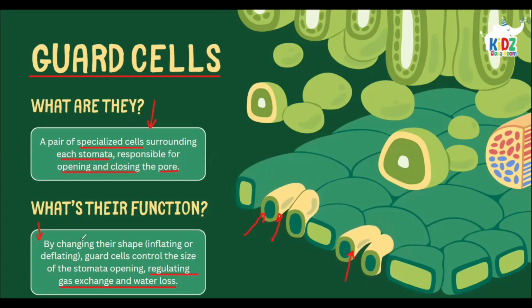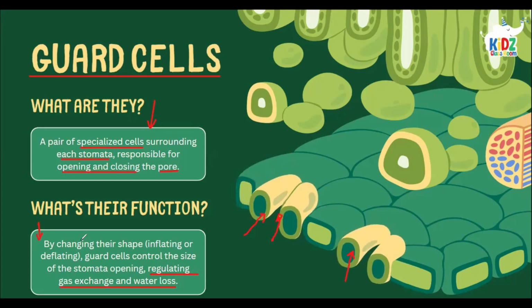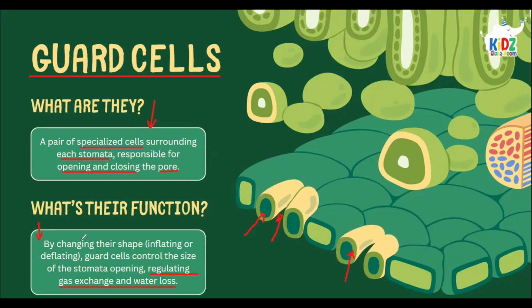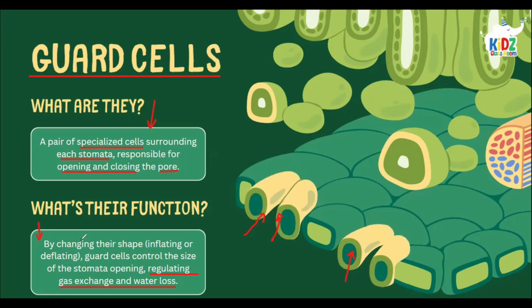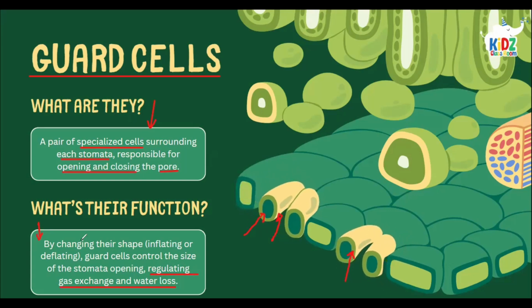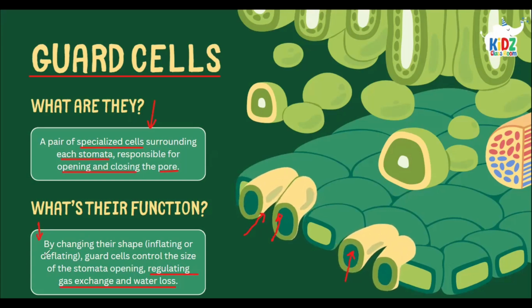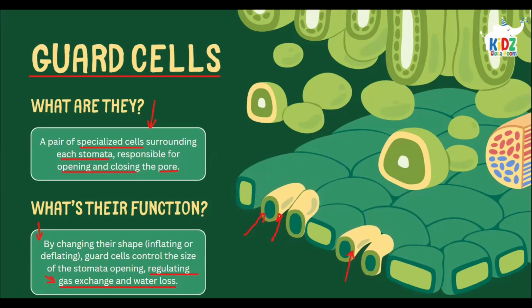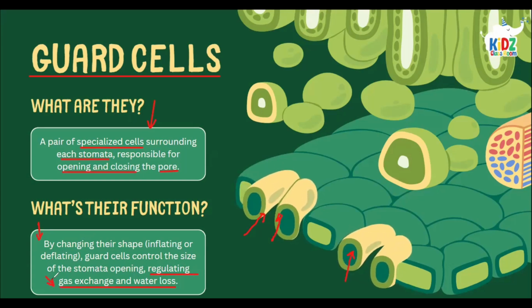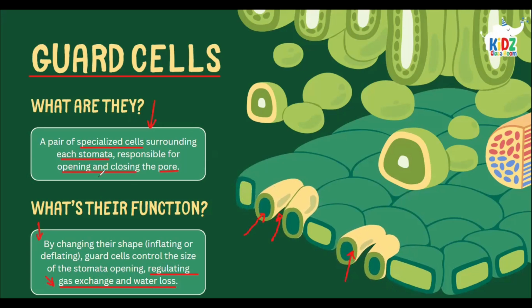So guard cells are specialized cells. They surround the stomata, which are the tiny openings on the leaf surface, and these cells control the opening and closing of the stomata, regulating gas exchange and water loss.